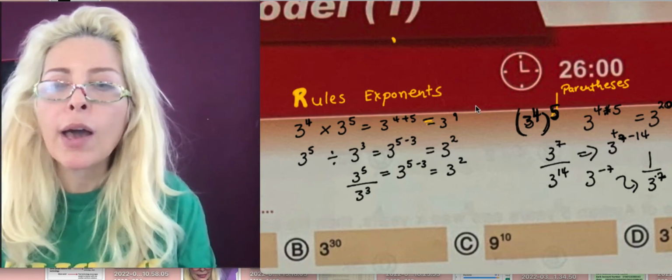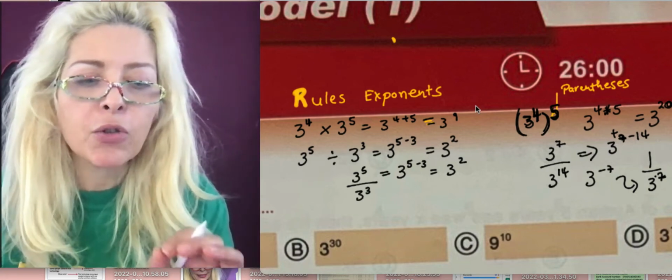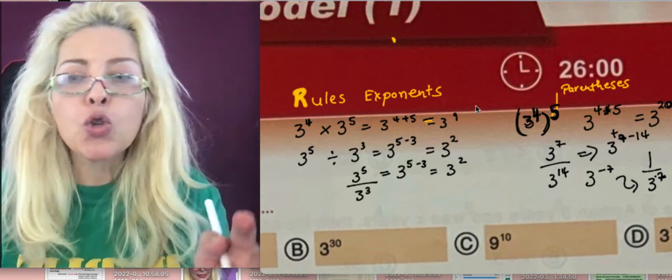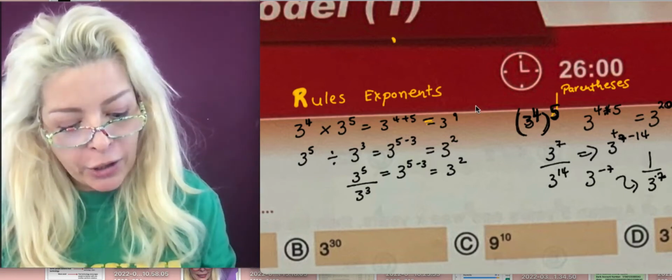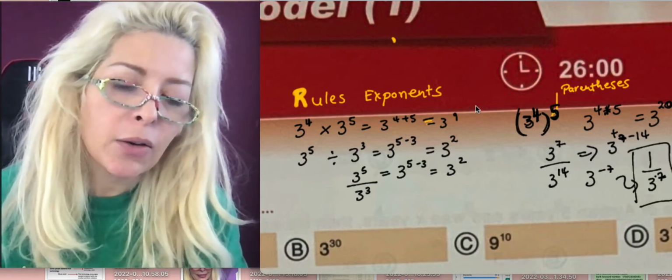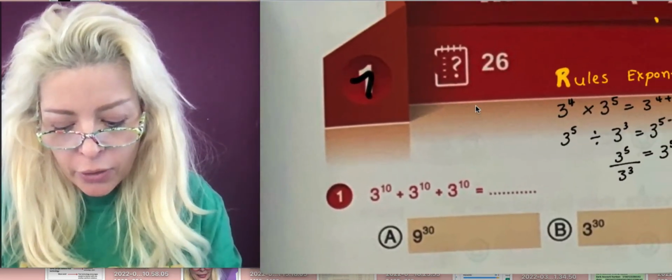Now, you're going to say, well, why do we do that? Because exponents have to remain positive. So you send it down to the bottom of the fraction to make it positive. Okay, so you know the answer to that now. So now let's take a look at this problem here.